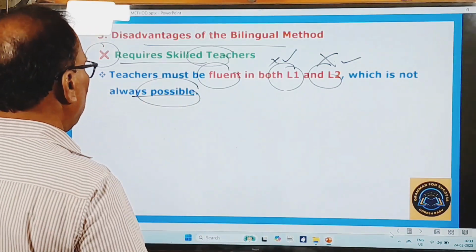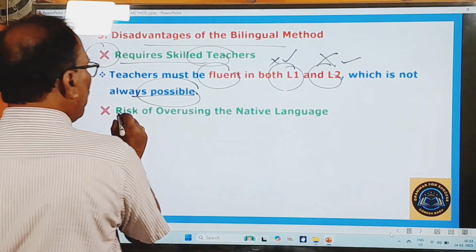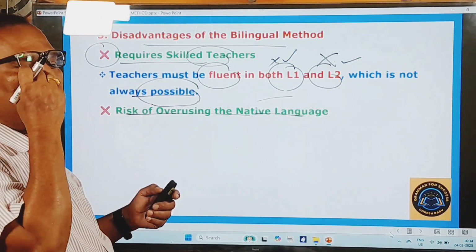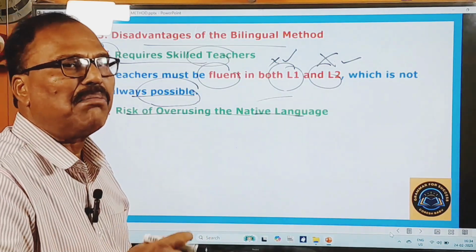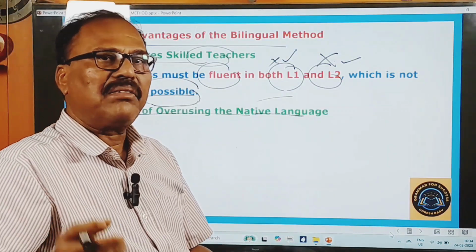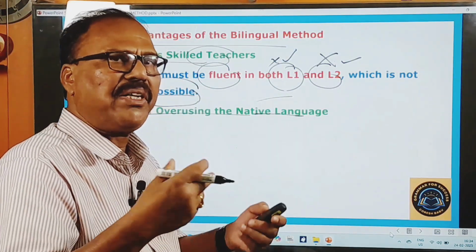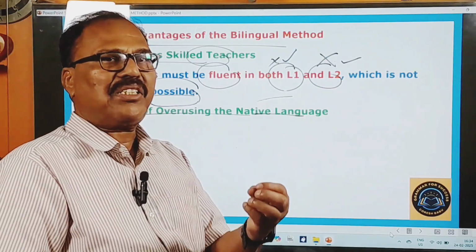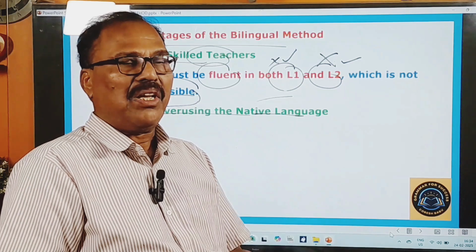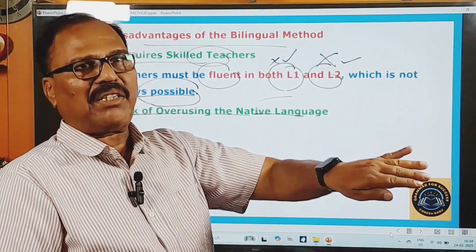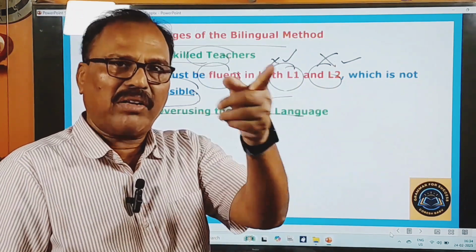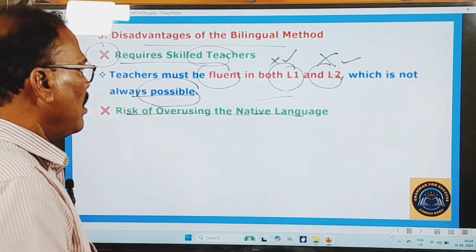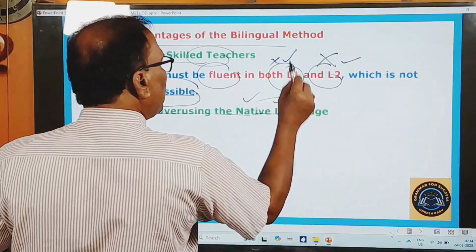This is one disadvantage of this method, and the next is risk of overusing the native language. In this bilingual method classroom, there is every danger of using more native language than the target language. There is every danger of that, because generally the teachers will be well versed in their mother tongue, in their native language, so they make more use of that native language than the target language. The danger is there sometimes, of course, not always. Sometimes some teachers might use only the native language in the classroom.